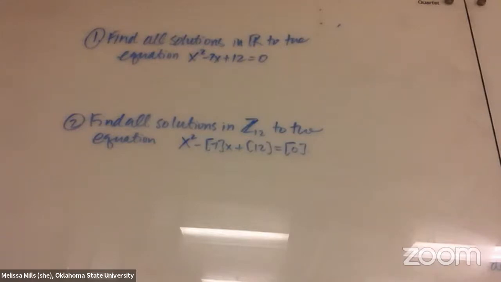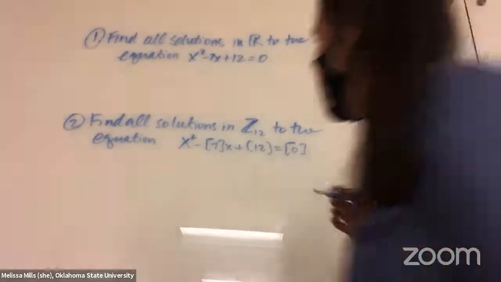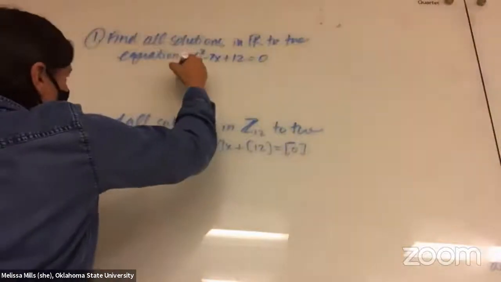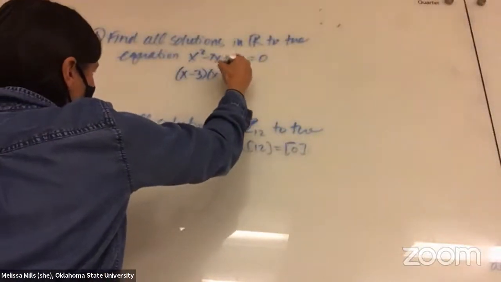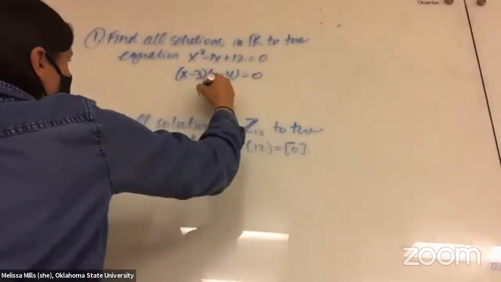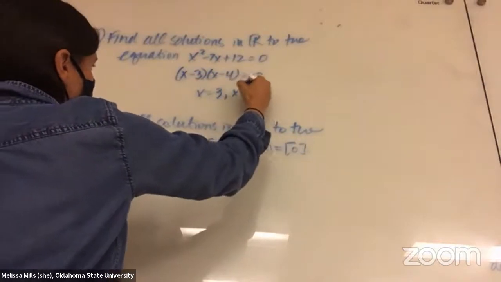Well, in the real numbers, what are our solutions? Just 3 and 4. Why does this work in the real numbers? So we can factor this, right? So we get (x minus 3)(x minus 4) equals 0, and so then we get x equals 3 and x equals 4.